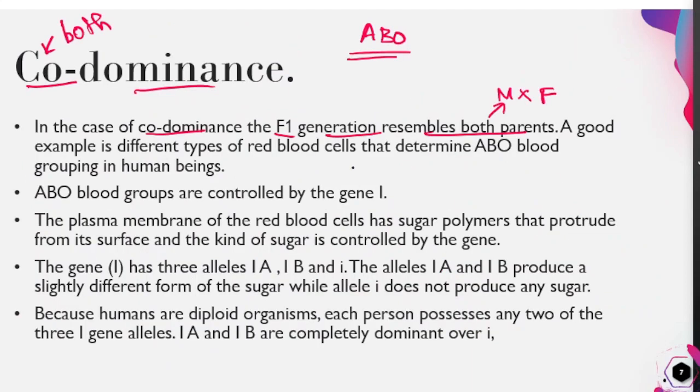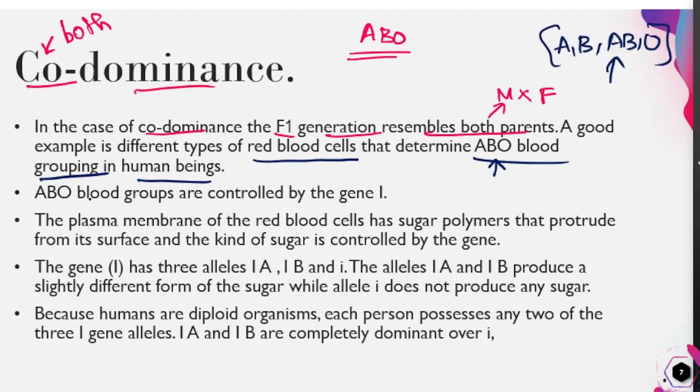A very good example for codominance is the red blood cells. That is, ABO grouping in human beings. In human beings we have only ABO grouping, which is A blood group, B blood group, AB blood group, and O blood group. Four types of blood groups we have. As I told in the previous slide, the ABO blood group is controlled by the gene I.